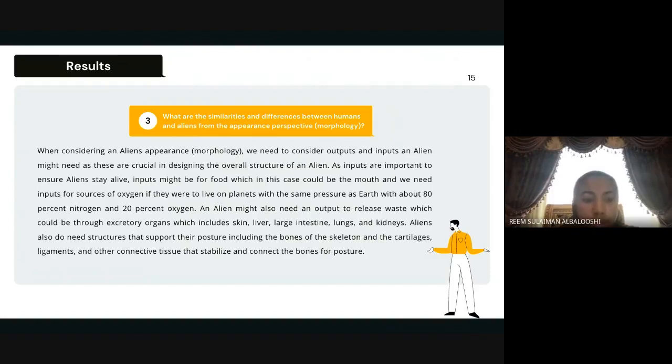Aliens also need structures that support their posture, including the bones of the skeleton and the cartilages, ligaments, and other connective tissue that stabilize and connect the bones for posture.